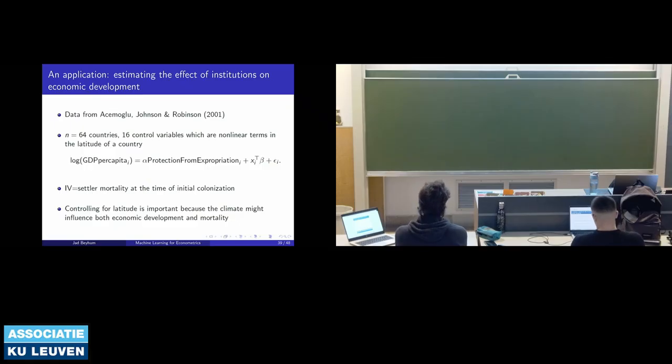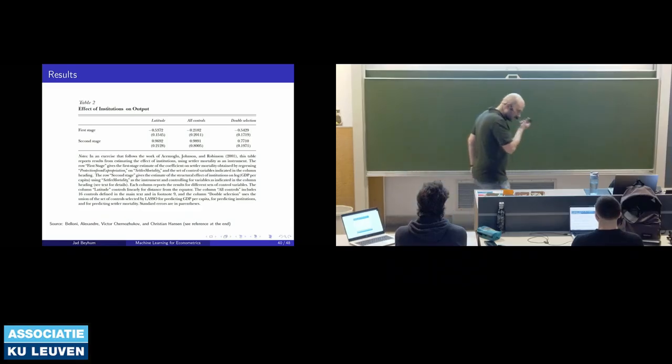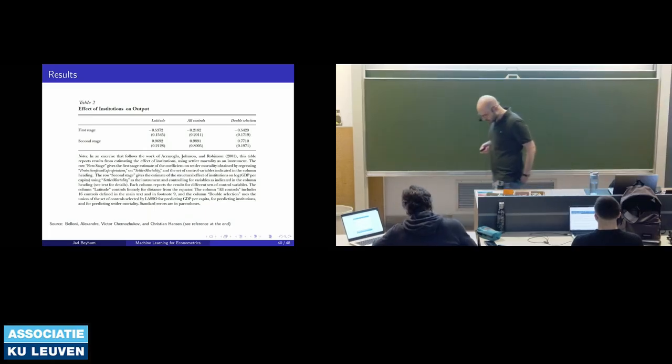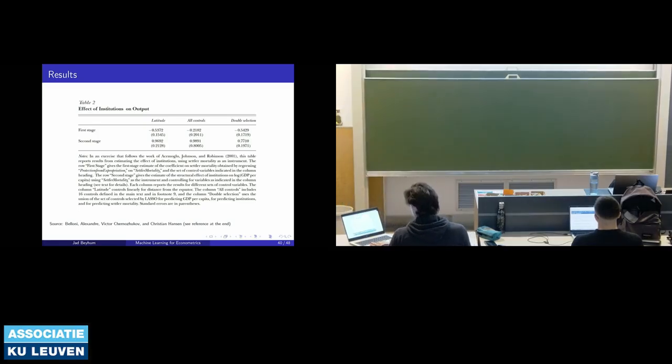And as I said, what people do is control for latitude, because the climate might influence both economic development and mortality. So this is the regression. Here is a table from this paper. The reference is at the end of the slide. And this paper is revisiting this paper of Acemoglu using Lasso to estimate the IV model.